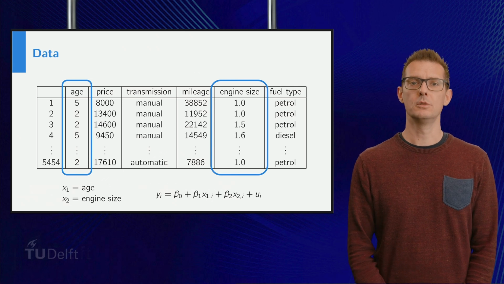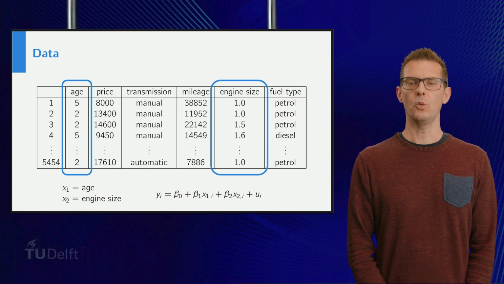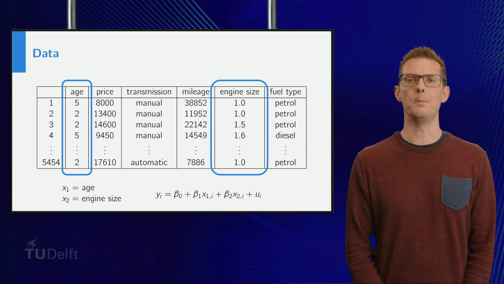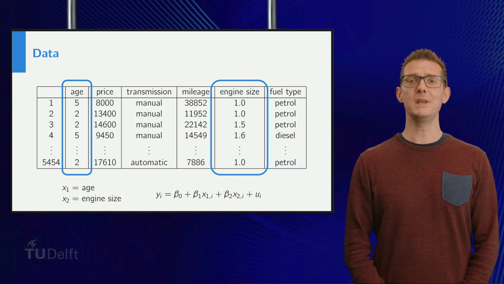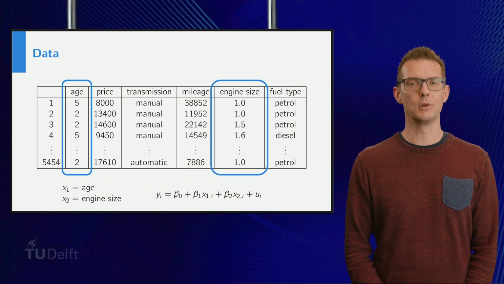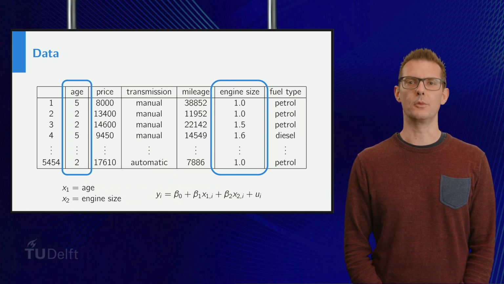Using linear regression, we model the relationship between the predictors and price with the formula y equals beta 0 plus beta 1 times x1 plus beta 2 times x2 plus u. And here u is an error term with mean 0.